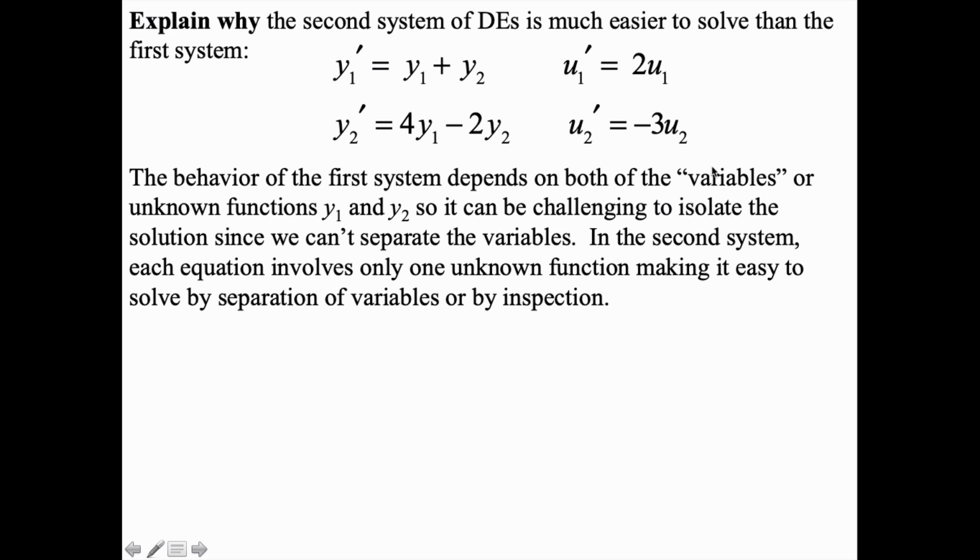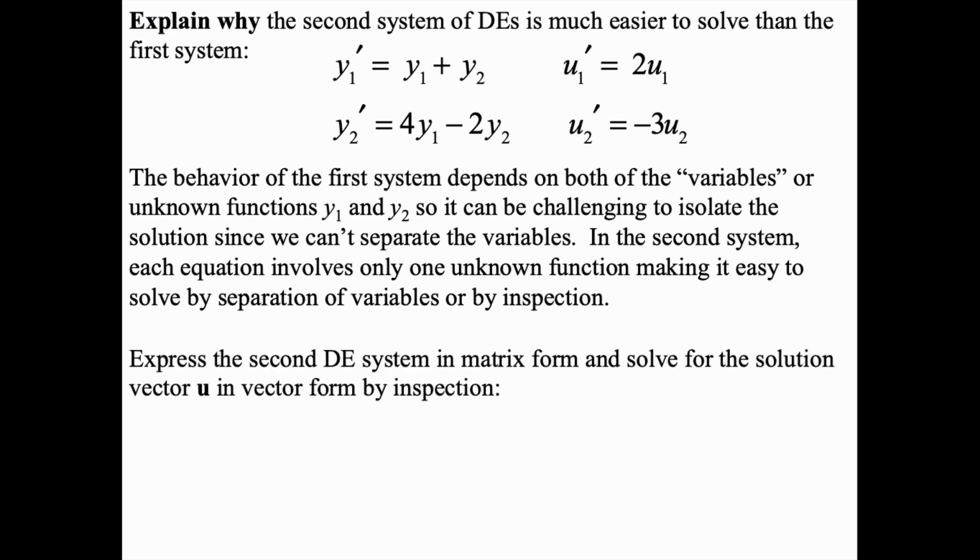So again, the behavior of this first system depends on two variables. So it's going to be a challenge to try to isolate them. But in the second system, each equation only involves one unknown function. In fact, if you think about it, you could just look at that second system and probably solve for the functions u1 and u2 just by looking at it, or as mathematicians say, by inspection.